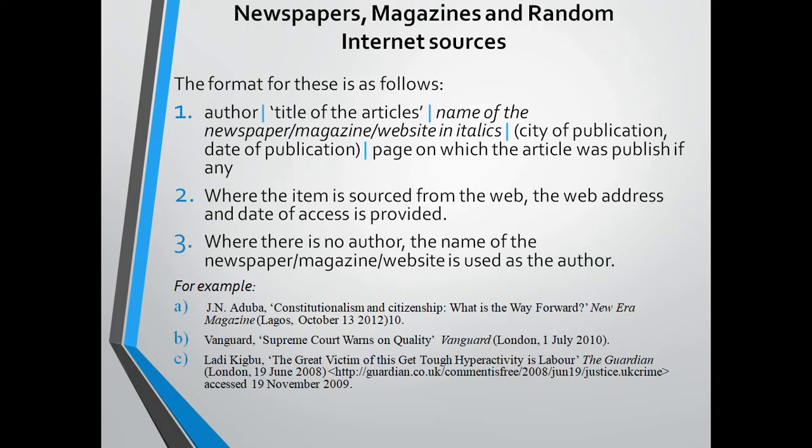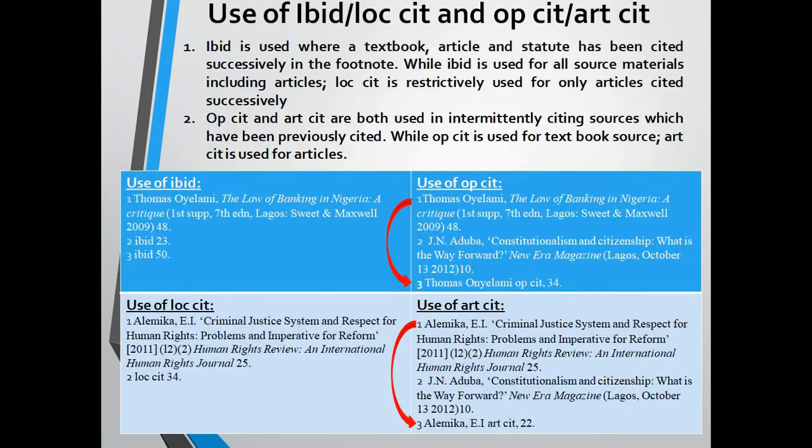So the third example, where you have sourced the material from the internet, you follow the normal procedure, but you will have to include the web address and the date on which it was accessed. So that is that. Finally, I will introduce you to the use of ibid, loc cit, let's say ibid or loc cit, and op cit or ad cit.